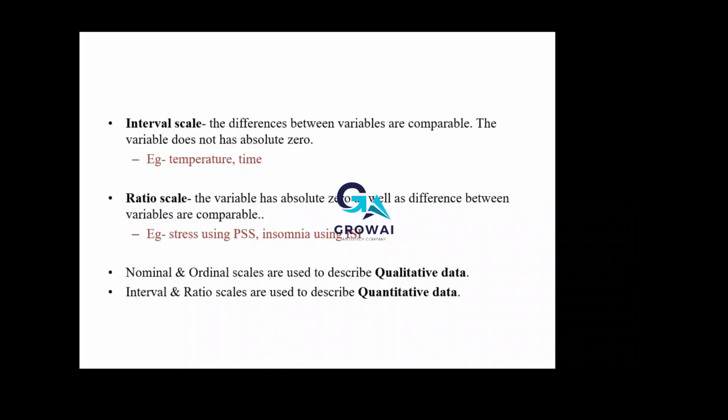it will not have an absolute zero. You cannot say a temperature is zero, there will be some limit. You cannot say a time is zero. That is a certain limit. When it goes to ratio, the variable has an absolute zero. If you measure weight, the starting scale of the weight machine will be zero. If you measure something which has an absolute zero, it is called ratio scale. If absolute zero is not possible in that case, then it is interval scale.